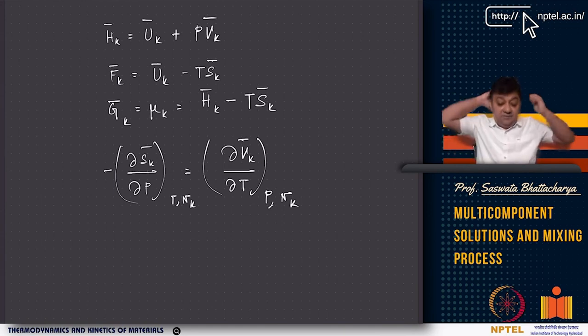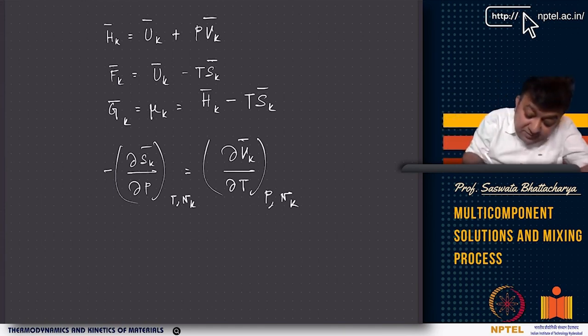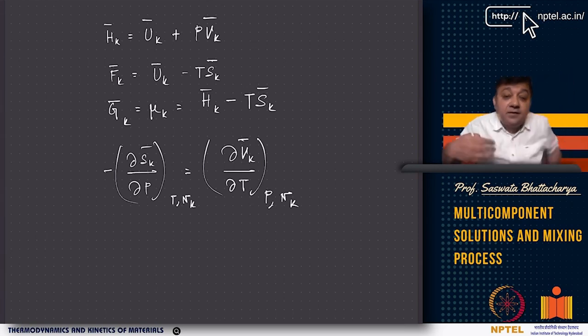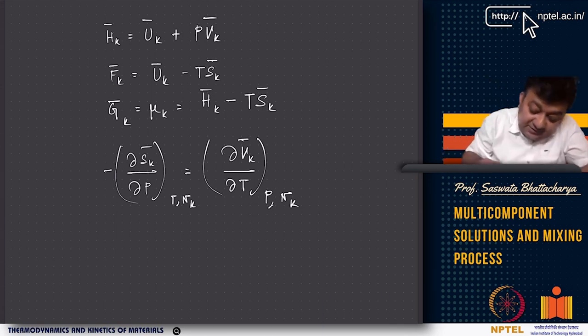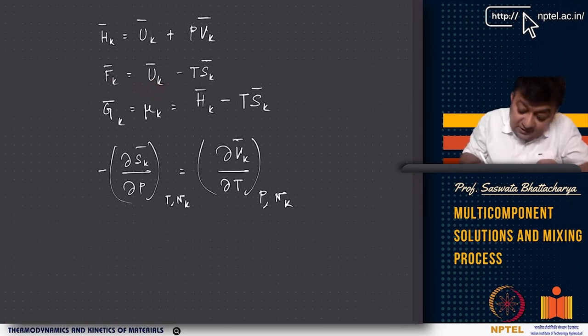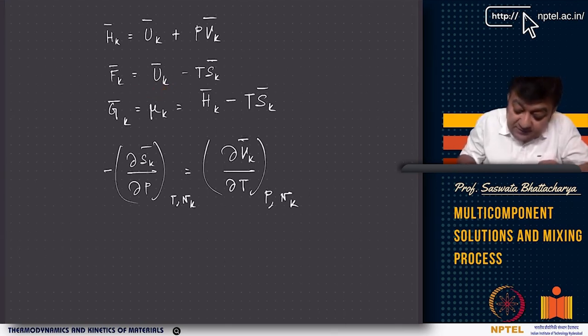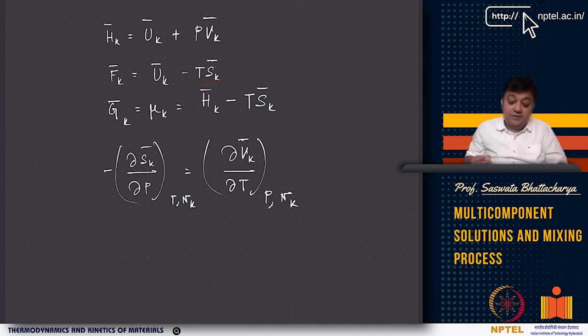Another important thing that I want to mention is that all the partial molar properties can also be written using the same definitions of thermodynamic potentials that we have derived previously, right? So basically, this is the partial molar enthalpy. The partial molar enthalpy of component k is equal to the partial molar internal energy of component k plus P times the partial molar volume of component k. Similarly, the partial molar Helmholtz free energy of component k equals the partial molar internal energy of component k minus T times the partial molar entropy of component k.